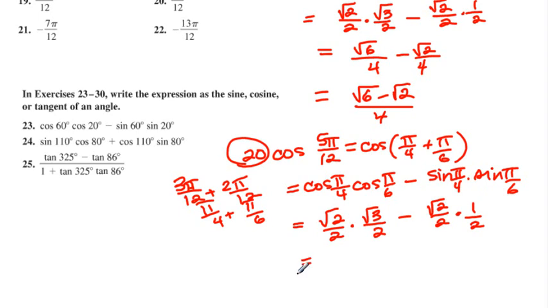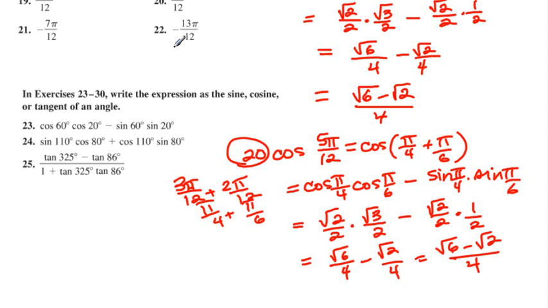So we get this to be what? Square root of 6 over 4 minus the square root of 2 over 4. So we get the same result. It's the square root of 6 minus the square root of 2, over 4.